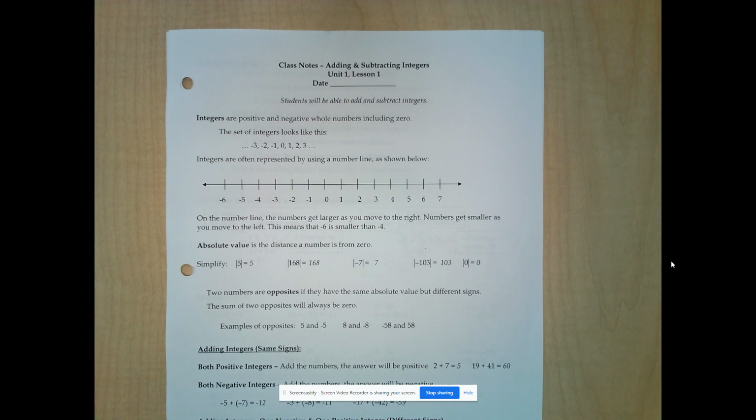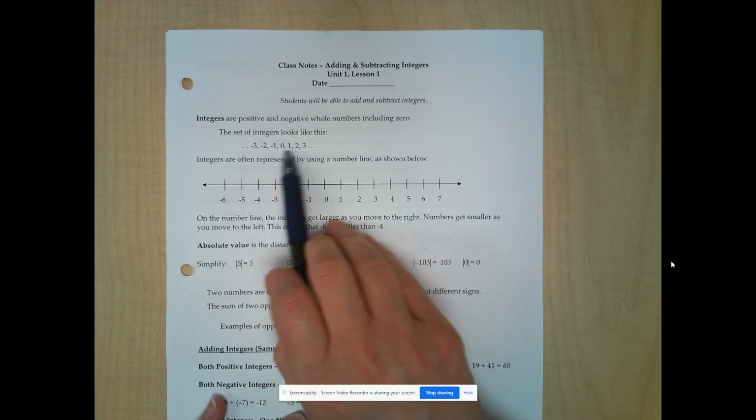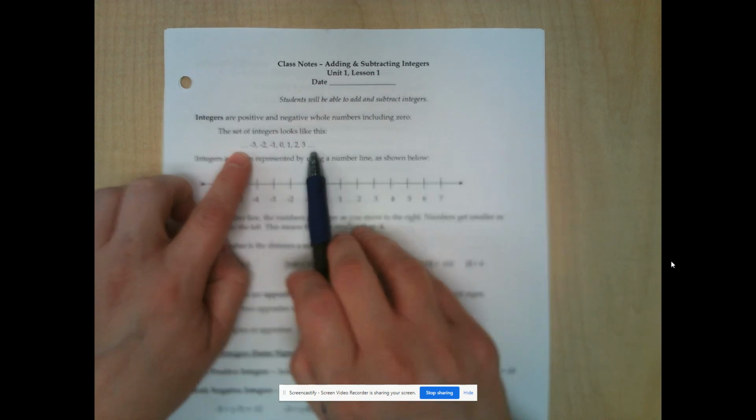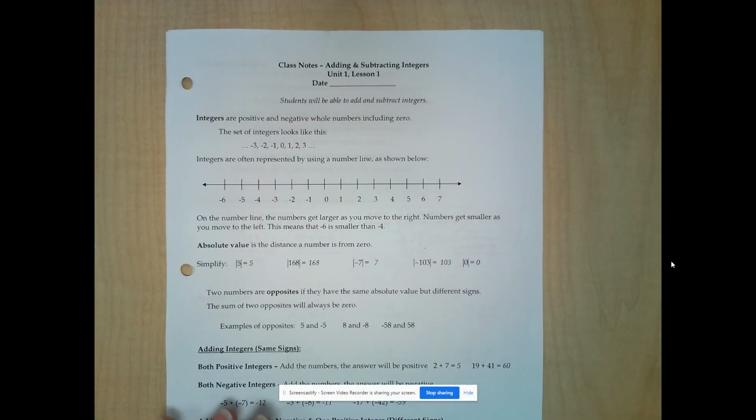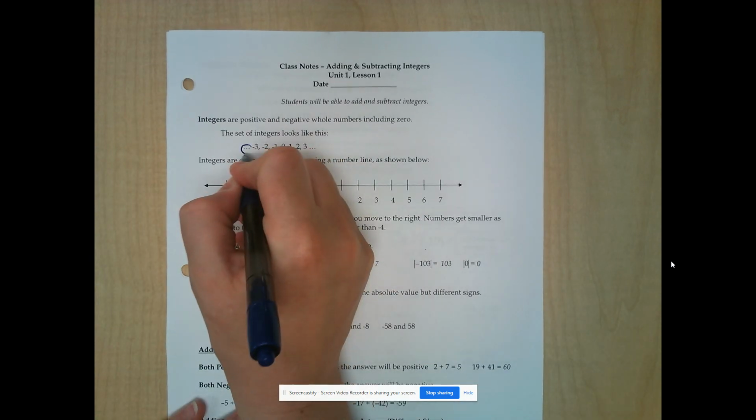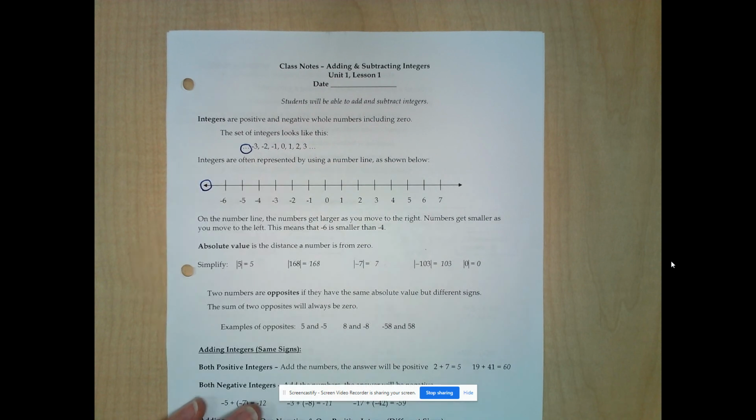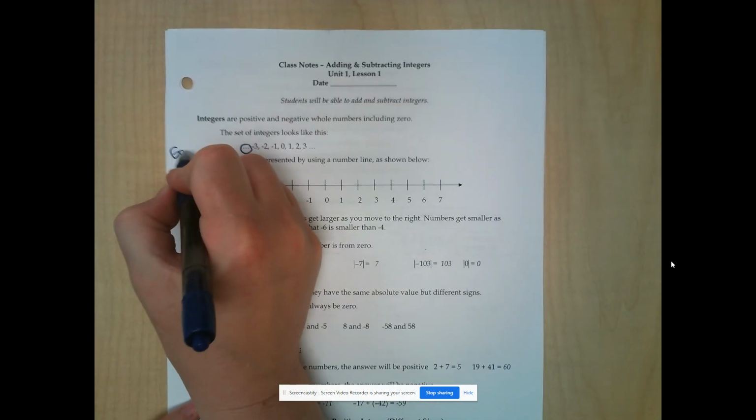Positive and negative whole numbers, including zero. So no decimals, no fractions. The set of integers looks like this. So we've got -3 up through 3, but you'll notice the 3 dots on the ends. Those mean that the list goes on forever. These 3 dots mean the same thing as this arrowhead, goes on forever.